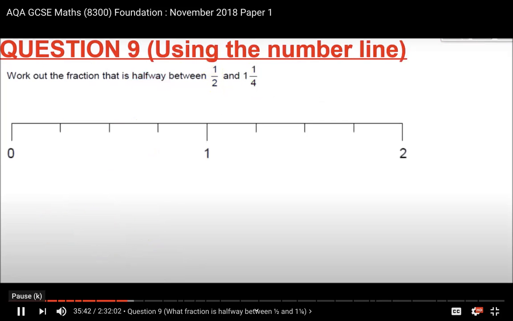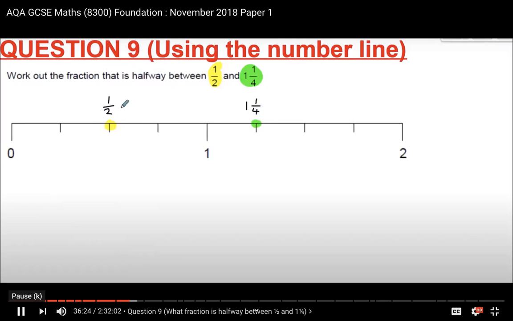So using this number line, what we could do is just plot on where half is. Half is going to be halfway between 0 and 1, which is here. And for 1 1/4, if you notice, this number line has actually been divided into quarters for us. So that's 1, 1 1/4, 1 2/4, 1 3/4, 2. So 1 1/4 is here. So now what we need to do is think, where's halfway in between a half and 1 1/4?